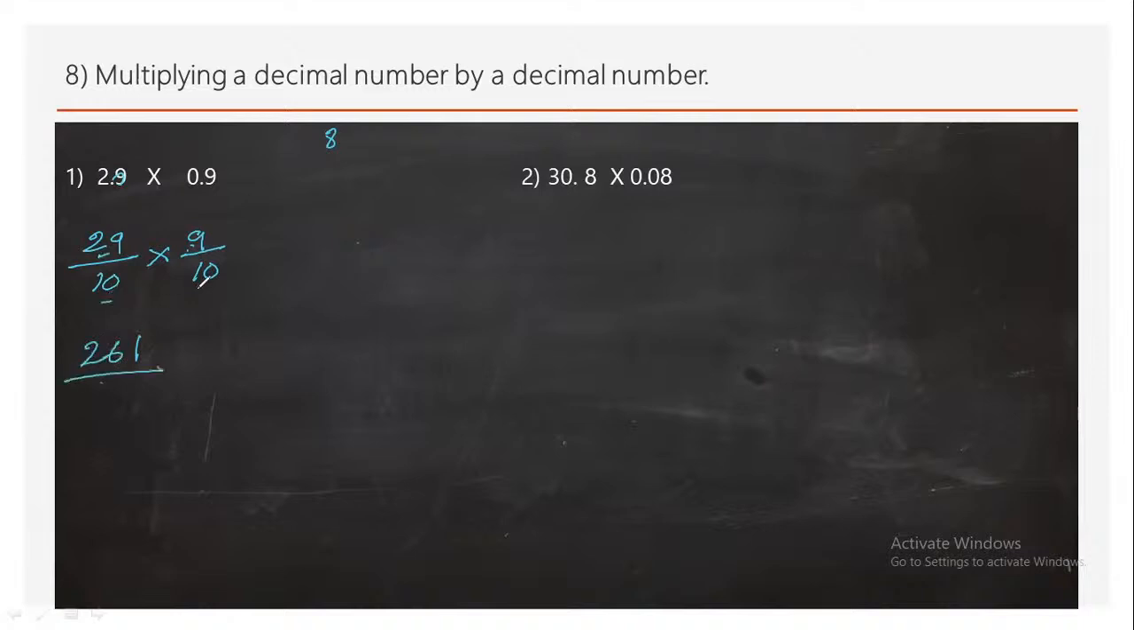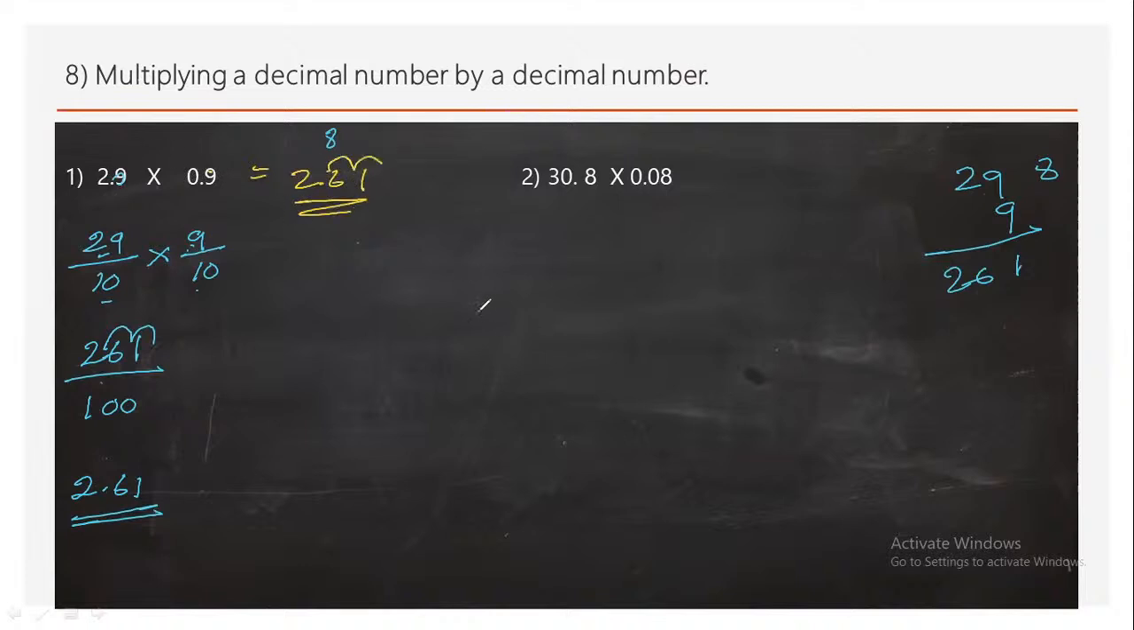261 over 10 into 10, 100. Then at the denominator, 2 zeros. Then 2 decimal places towards the left-hand side. Then the answer is 2.61. Instead of doing so, 29 into 9: 9 times 9, 81, 8 remaining, 9 times 2, 18 and 8, 26. Write the 261 here. Now look at two decimal places and separate. Straight away you can get the answer like this. We are going to follow this way, but I am explaining because you are still learning, right?